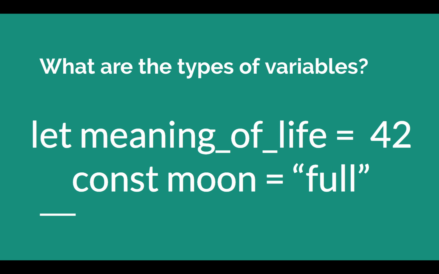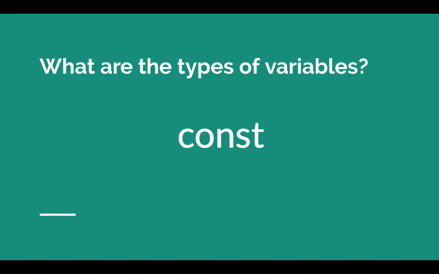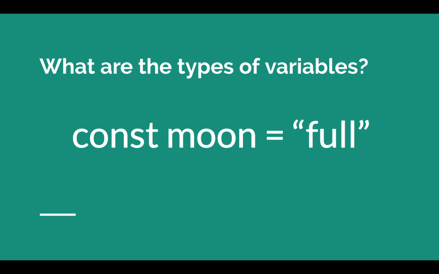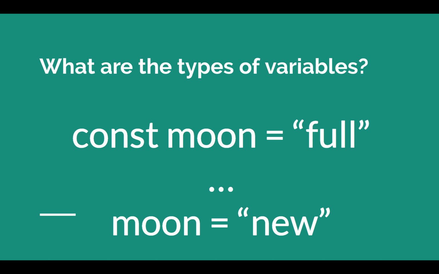So what we're seeing here is the same meaning of life is 42 and moon is full, but then we have these words before it called let and const. What do they mean? So let's start with const. Const is short for constant. And just like the phrase constant, it means this variable can never change. So if we say const moon, which is how you declare a variable, const moon equals full, and then a bit of time later we try to say moon equals new, well, the code will actually fail. The computer will actually fail it for us.